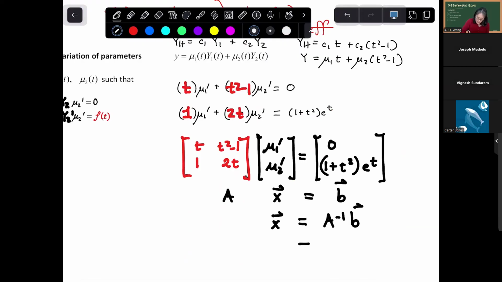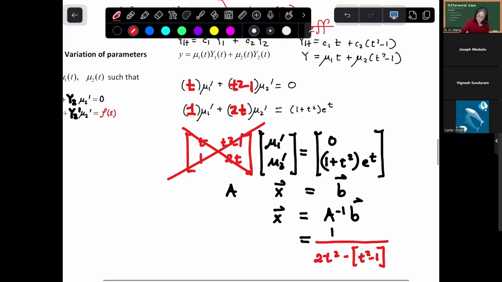So then you just say 1 over the Wronskian. Let's go ahead and do the Wronskian. I'm going to do it in red. 2t squared subtract t squared minus 1. Okay.